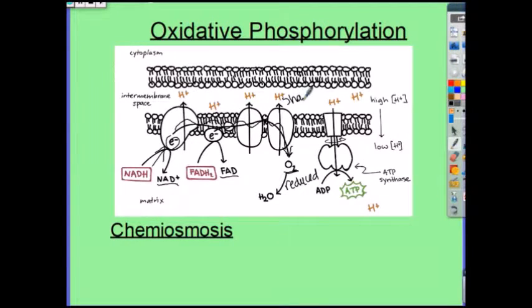While the electrons get passed down, the proteins go through conformational shape changes, which allows the H plus ions to pass to the other side. This creates a proton gradient.